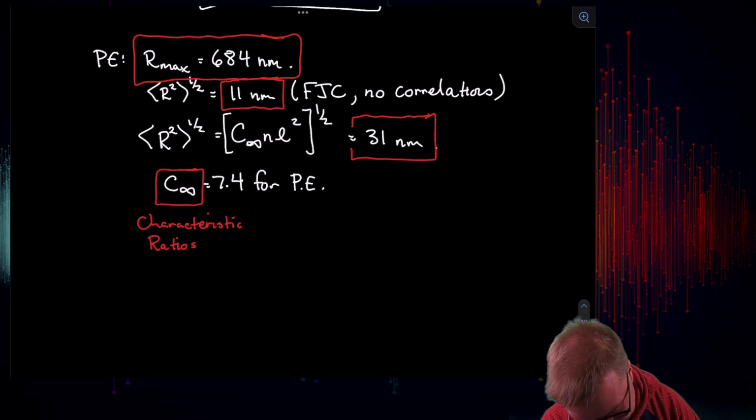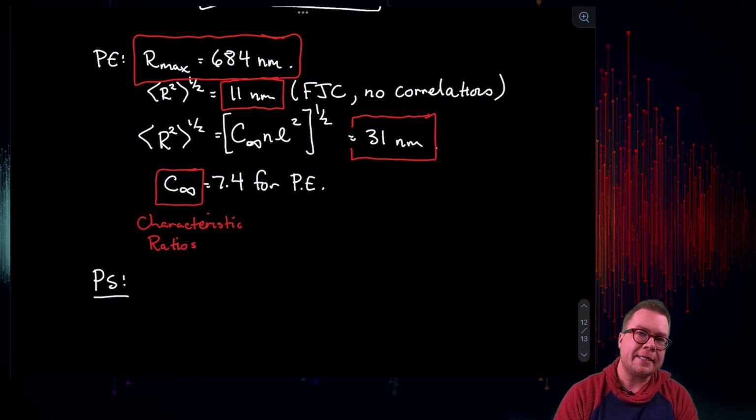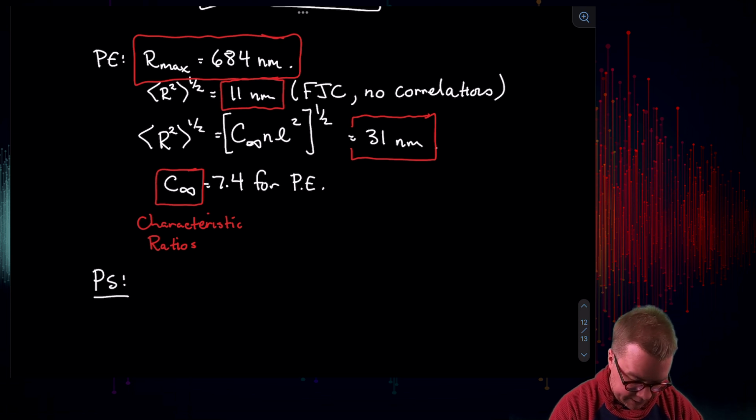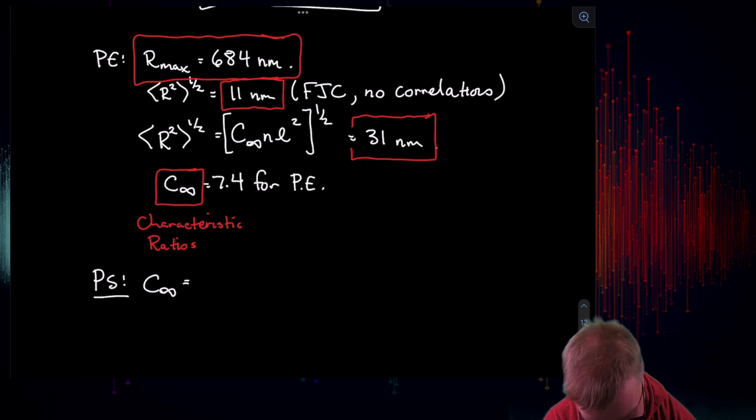Finally, we could compare that to something like polystyrene. So if polystyrene had the exact same bond lengths and degree of polymerization, we could calculate how much bigger polystyrene would be, and we could look up C infinity for polystyrene.